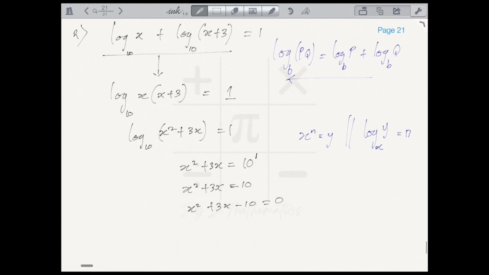Now when we solve this further, using factorization method or quadratic formula as the case may be, we'll have x plus 5 into x minus 2 is equal to 0. Therefore we can say that x is equal to minus 5 or x is equal to 2. So if you plug in any of these values back into the question, we will have a resulting answer of 1.